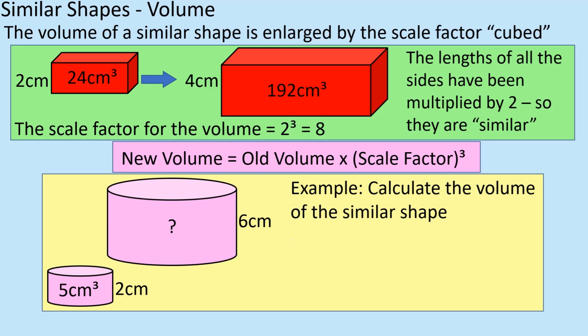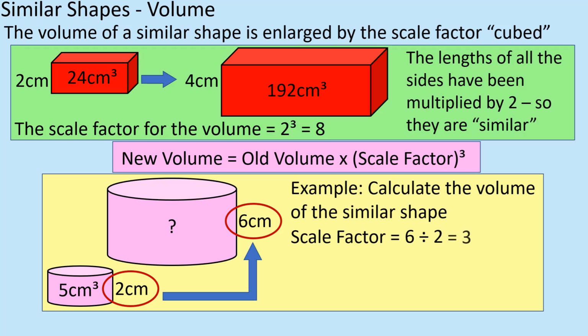All right, so looking at this particular example, it asks us to calculate the volume of the similar shape. So we can see over here we've got 2 and the 6. So 6 divided by 2 is 3. So our scale factor is going to be 3 in this particular case. So it's increased by a scale factor of 3. So we now need to calculate the volume. Now we don't have any other dimensions to work with other than the volume given in the small shape. So we have to use this fact to calculate the volume of this newer, bigger shape here.